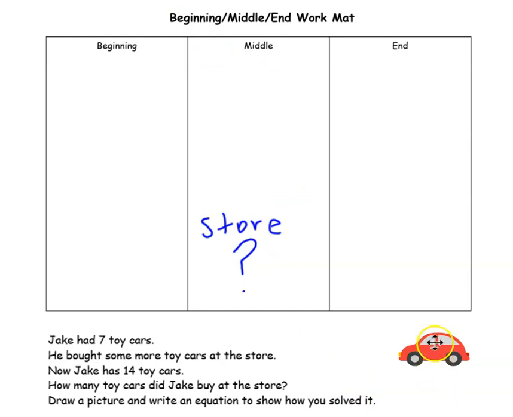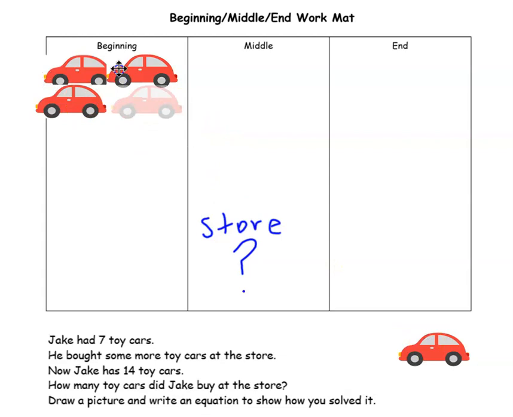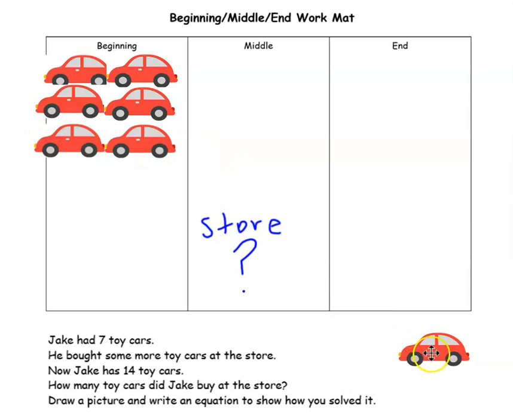Can you help me count out 7 toy cars? 1, 2, 3, 4, 5, 6, 7. So he has 7 that he already had. And then he went to the store and bought some more. But we don't know how many. But now how many does he have? He has 14. Can you help me count 14?